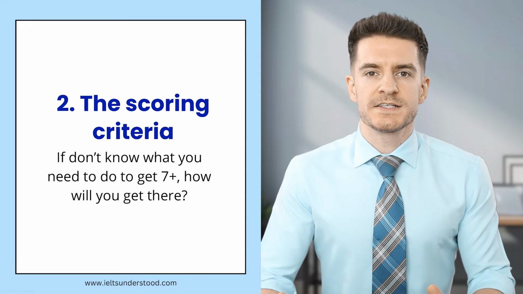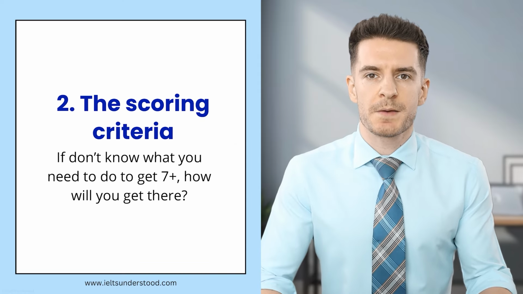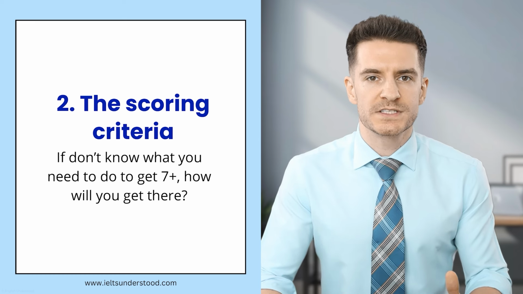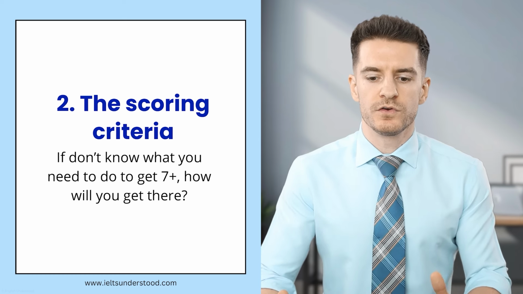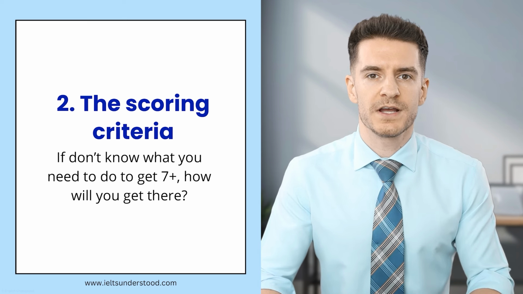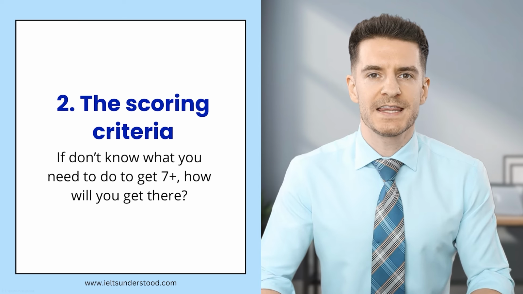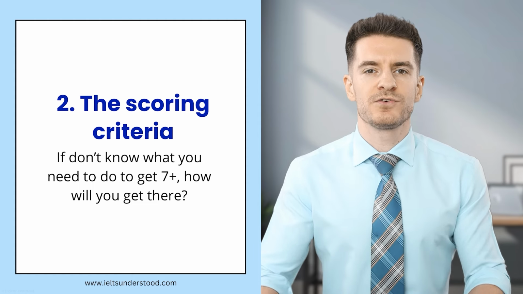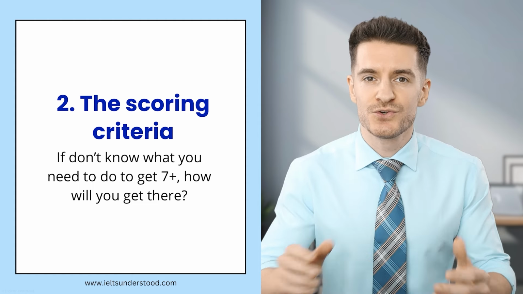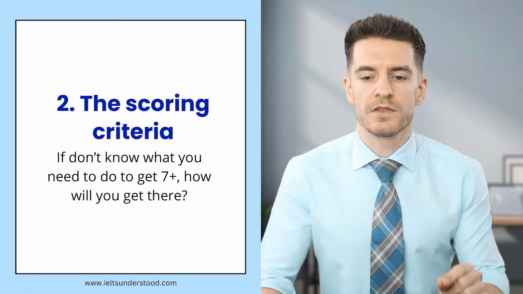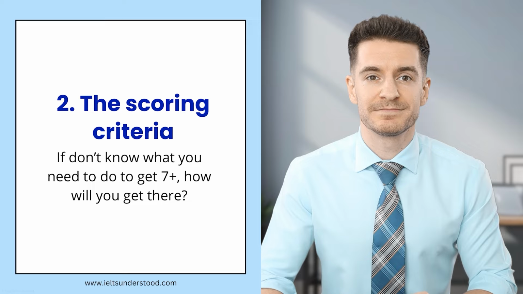Step 2, understand the task 2 scoring criteria. The next thing you need to understand is how the examiner decides your band score. There are 4 things that he looks at, and if you don't know what to do to get a 7 in each of those criteria, well, how are you going to get there? Well, it's probably going to be very difficult, and you're going to have to guess what you need to do to actually get a band 7. So now let me quickly show you what those 4 criteria are.